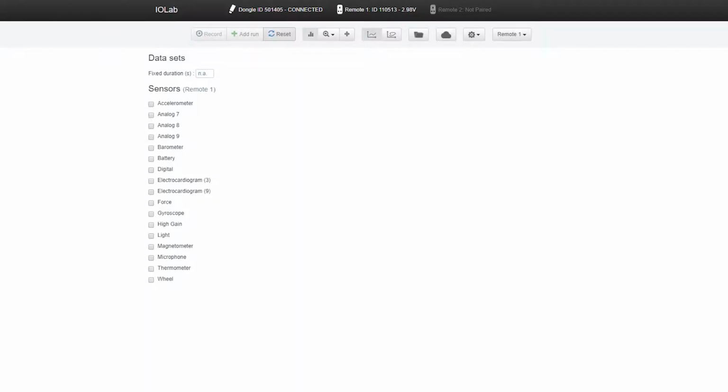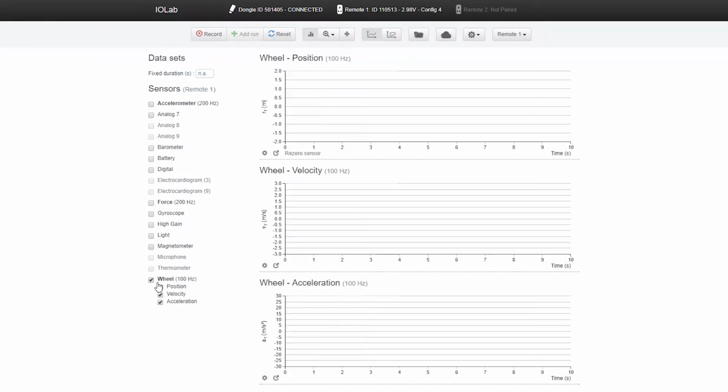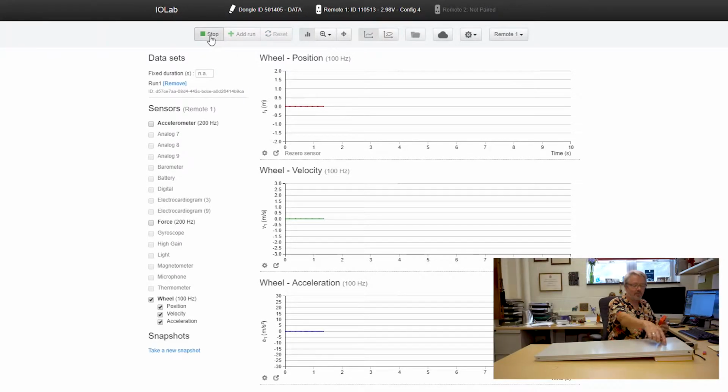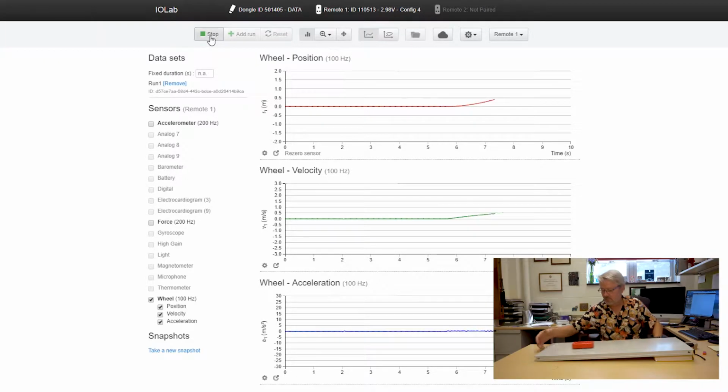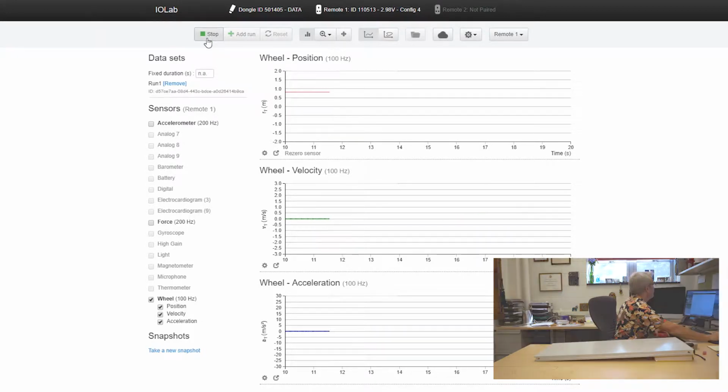So let's do an experiment that uses the wheel sensor. I'm just going to select it over here on the sensor selector, and I'm just going to say record. I've made a ramp here with this old shelf I found at the back of my office, and I'm just going to let this thing go. And it rolls down with a constant acceleration.